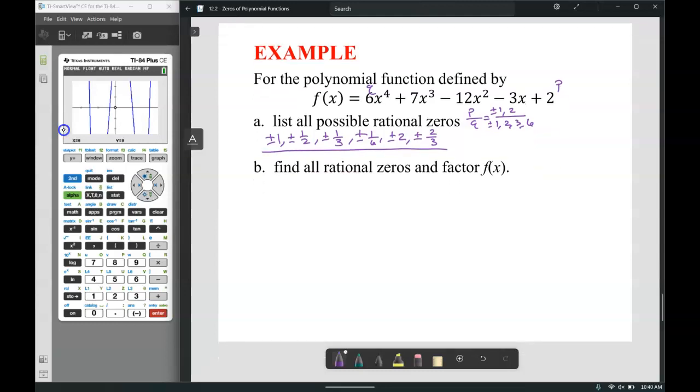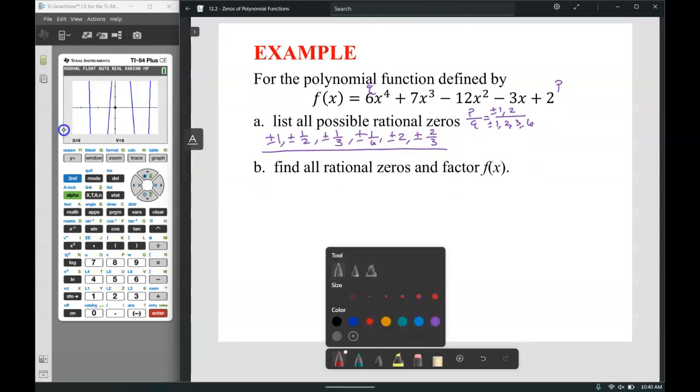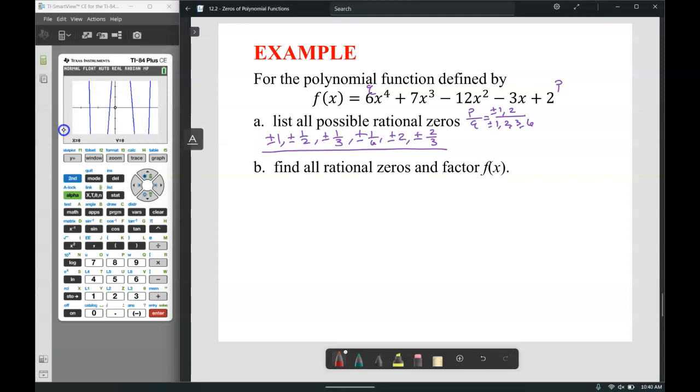Now we want to actually find the rational zeros, and we want to go ahead and factor it. And so instead of doing some guess and check, let's go straight to the graph and see what's going to work for us. So we'll make this -6x to the 4th. We'll change the minus to a plus. 7x to the 3rd minus 12x squared minus 3x plus 2, and delete that extra 6. So there's our new polynomial, and let's graph it.